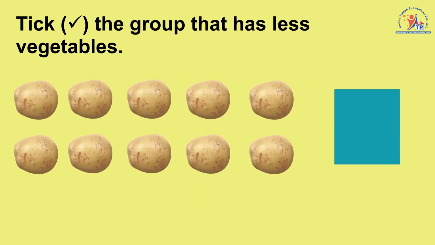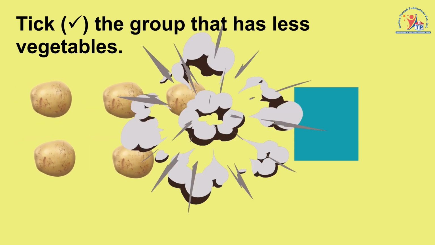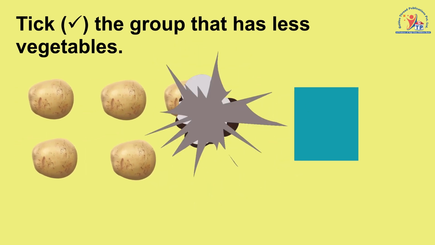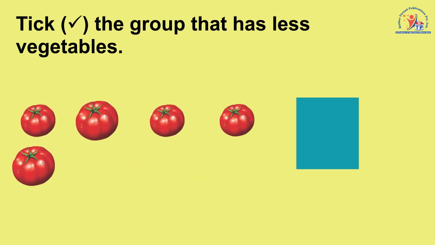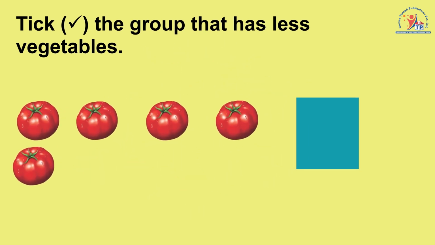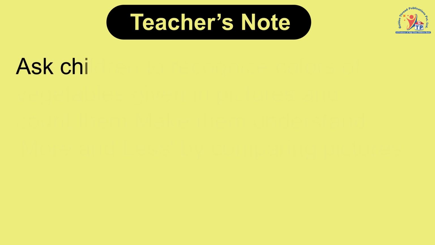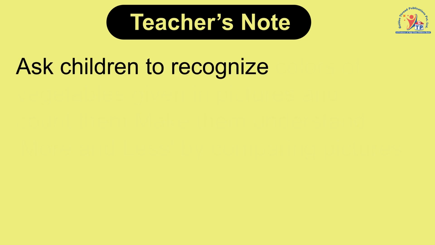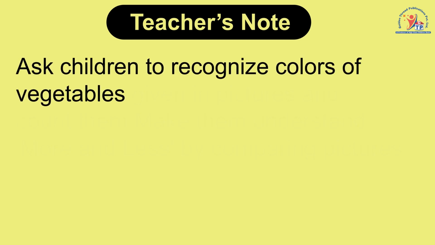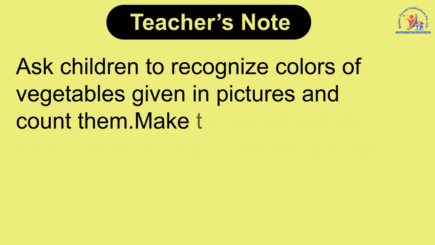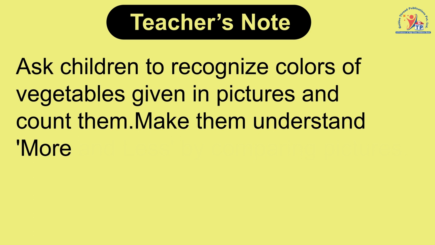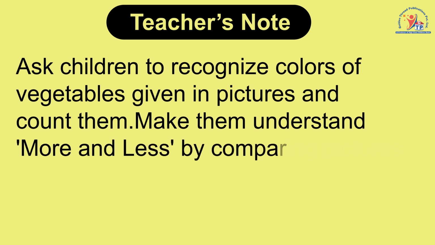8 potatoes. 5 potatoes. 7 tomatoes. 5 tomatoes. Teacher's note. Ask children to recognize colors of vegetables given in pictures and count them. Make them understand more and less by comparing pictures.